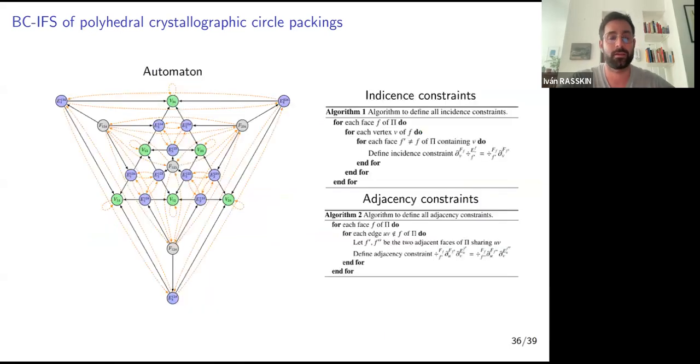So from that, we can define automatically the automaton. And also we can define two algorithms for computing all the equations that we need, the incidence constraint and the adjacency constraints, for defining our lacunar fractal structure. And all of these elements are defined in terms of the polyhedron.